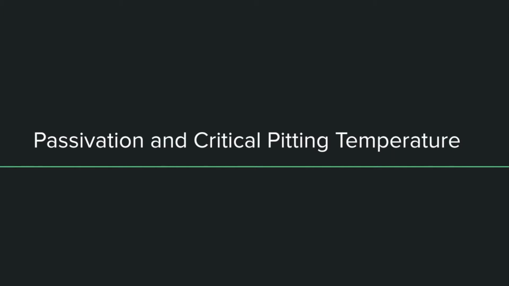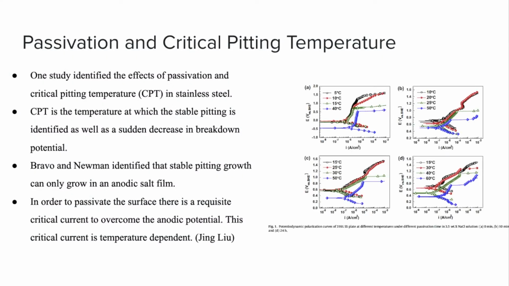Passivation and critical pitting temperature. One study identified the effects of passivation and critical pitting temperature in stainless steel. CPT is the temperature at which stable pitting is identified, as well as a sudden decrease in breakdown potential. This is an important temperature to know of due to the effects that pitting can have on materials, and by avoiding such temperatures, one is able to possibly prolong the life of their material.